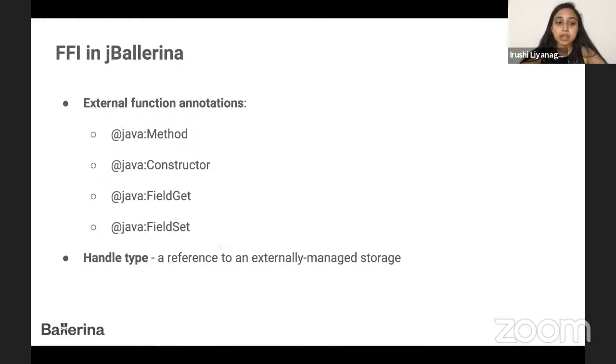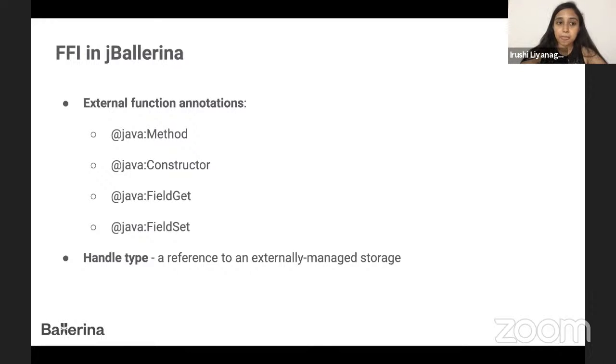And also, Ballerina has introduced a type called handle, which basically refers to an externally managed storage. This is important in the context of Java interoperability, because this handle type is what stores a Java reference type value.